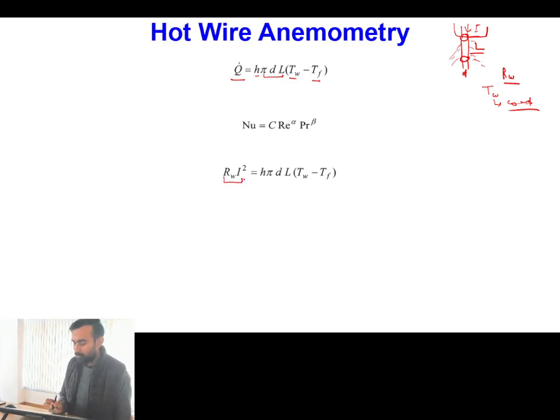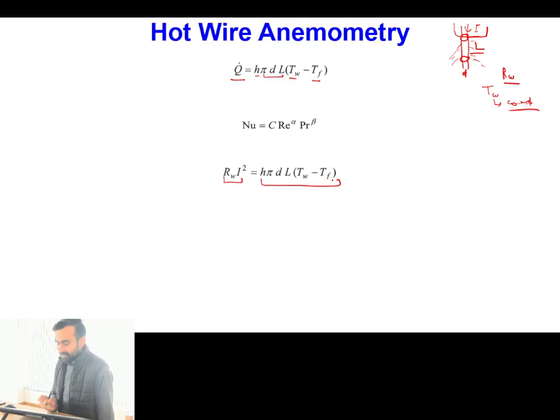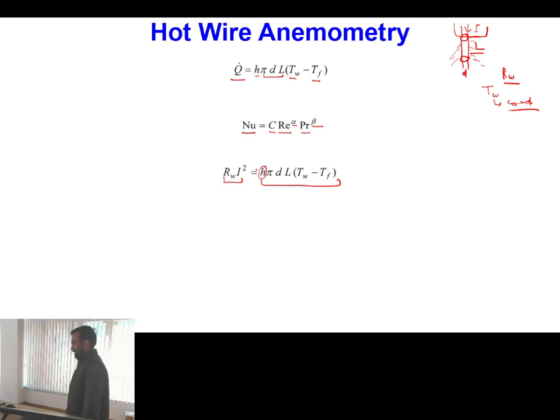I square R_w is the rate at which electric power is actually coming into the wire, and the right hand side is the rate at which heat is dissipated from the wire surface. Okay, we know that in case of forced convection, Nusselt number is some constant C times Reynolds number power alpha and Prandtl number power beta. Okay, so if I know the values of C, alpha and beta, I can calculate the Nusselt number, and from the Nusselt number I can calculate the value of heat transfer coefficient h. Okay.